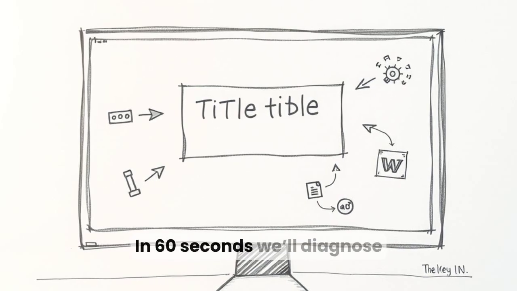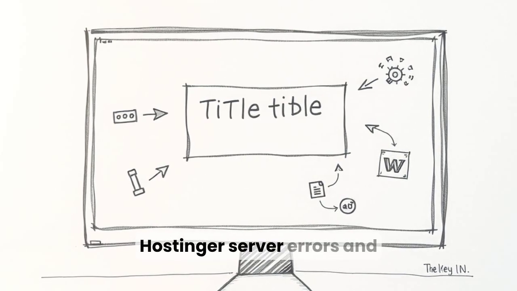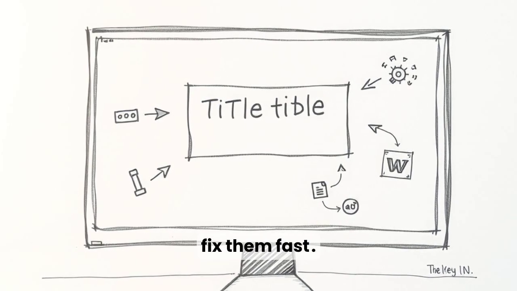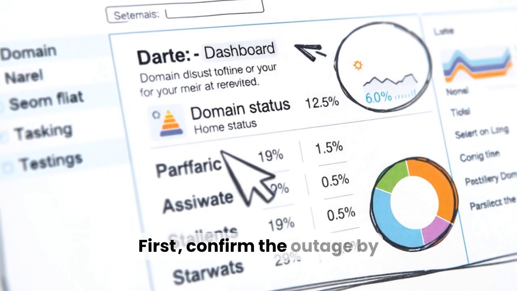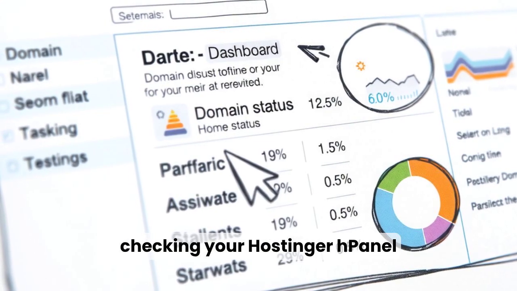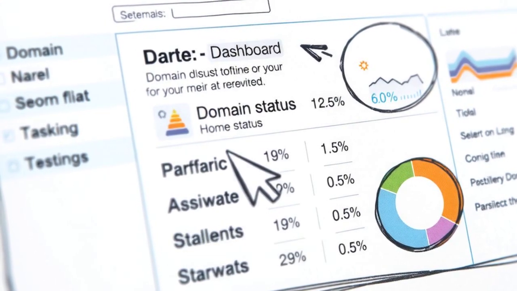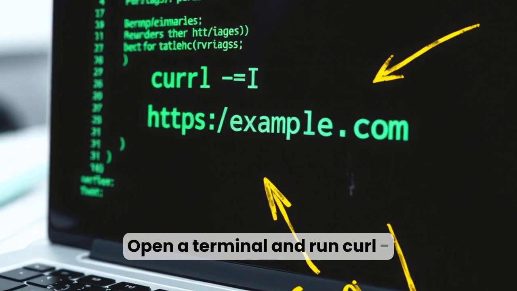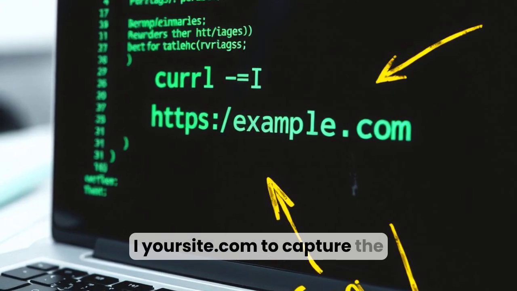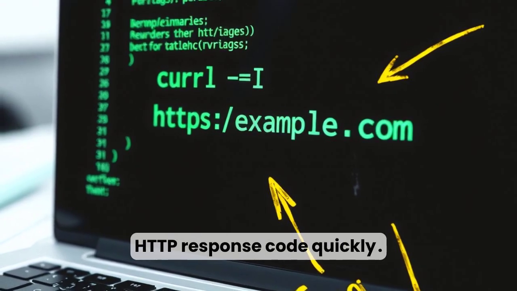Site down. In 60 seconds, we'll diagnose Hostinger's server errors and fix them fast. First, confirm the outage by checking your Hostinger hPanel and domain status now. Open a terminal and run curl yoursite.com to capture the HTTP response code quickly.